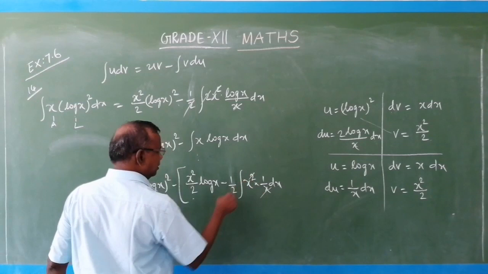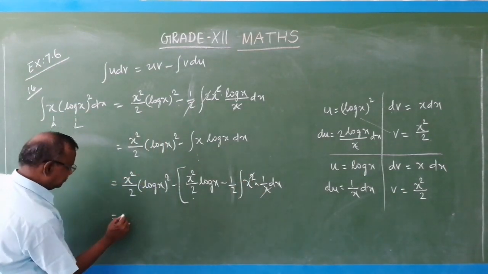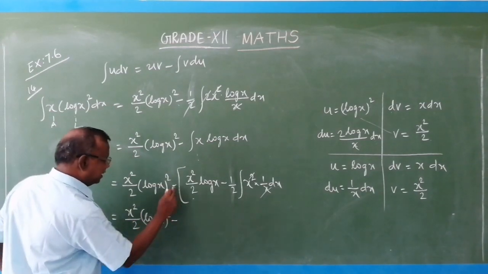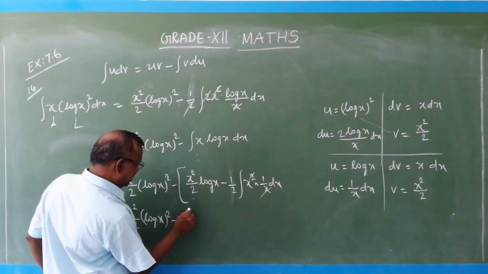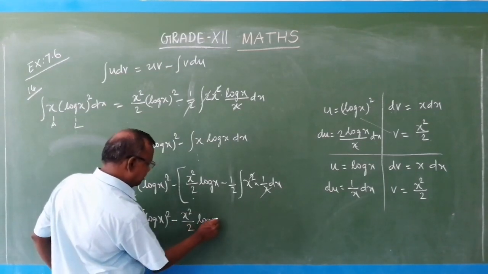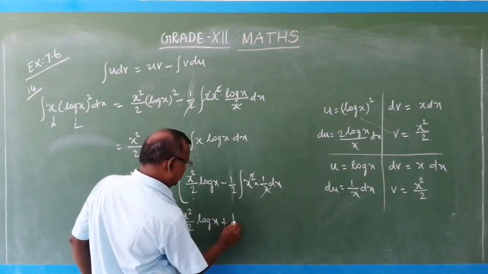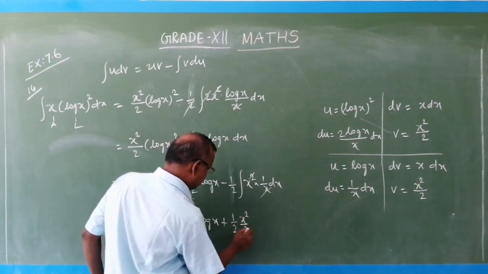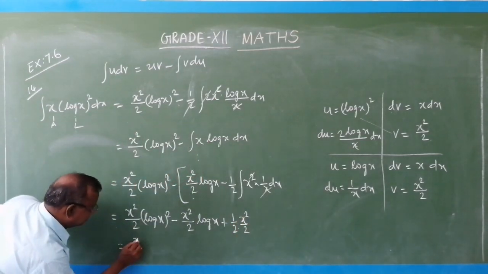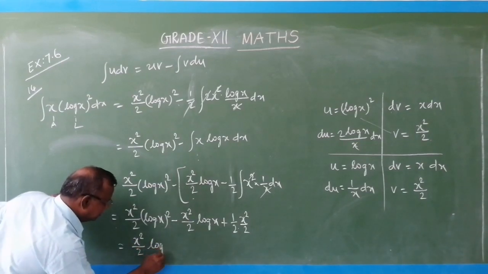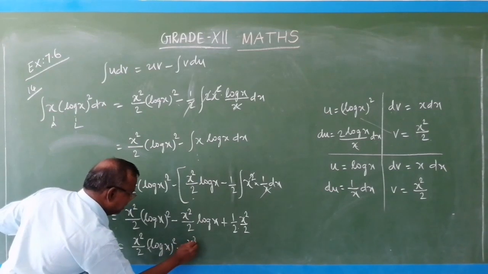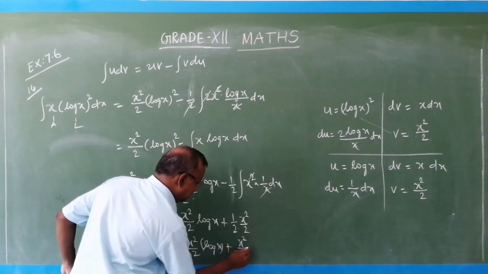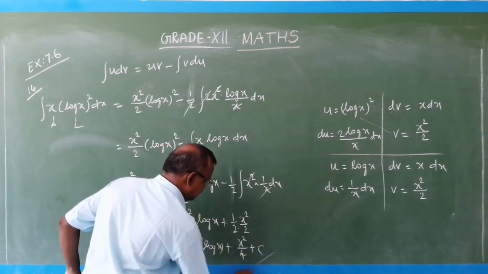Now x square by 2 into log x the whole square minus, bringing the minus to the inside, that is minus x square by 2 into log x, minus into minus plus 1 by 2 into x dx means x square by 2, that is x square by 4. So the answer is x square by 2 into log x the whole square minus x square by 2 into log x plus x square by 4 plus c. So this is the final.